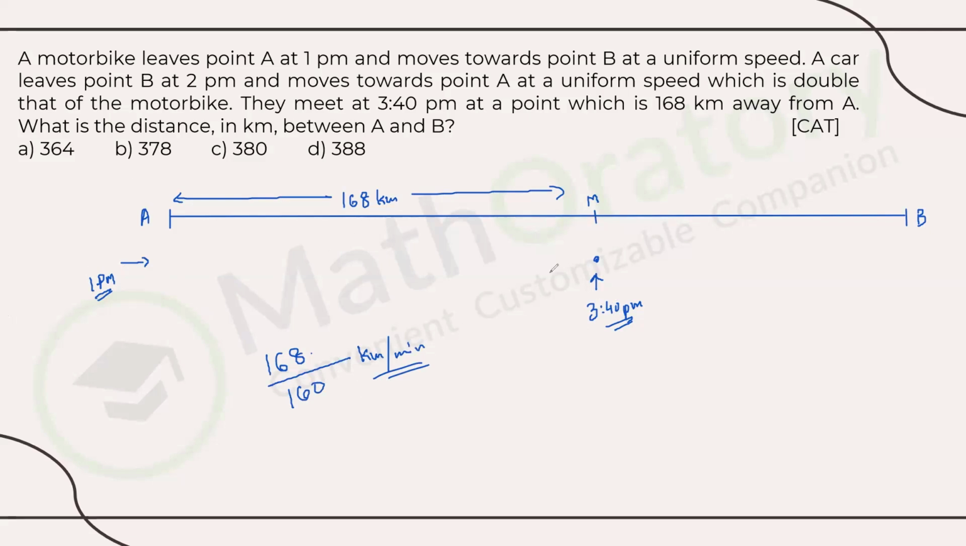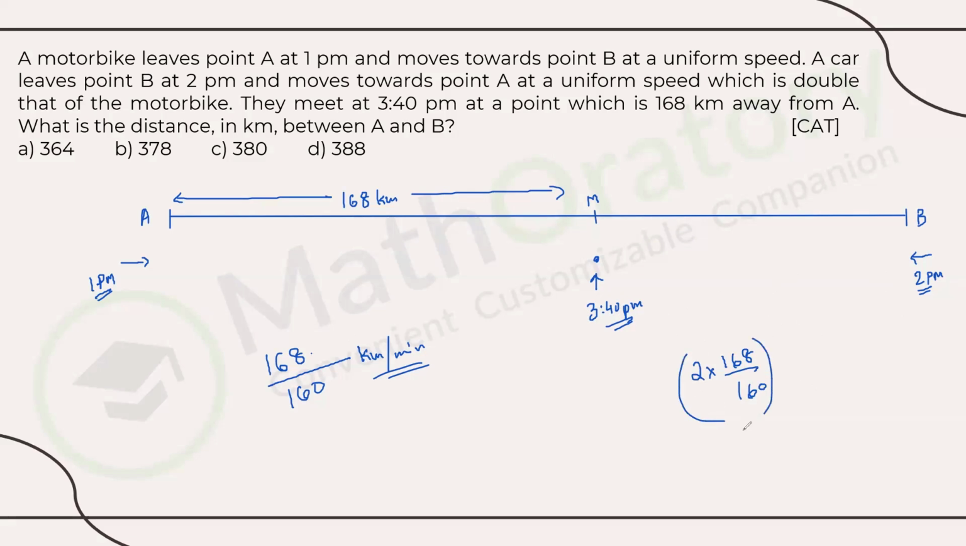Now, what about the car? The car starts from here at 2 p.m., and also reaches this point M at 3:40 p.m., because they're meeting at this arbitrary point. So the car has covered this distance in 1 hour and 40 minutes, that is 100 minutes. But we know the car speed is double the motorbike speed. So the car speed should be twice of this 168 by 160. Correct. So this is the speed of the car.